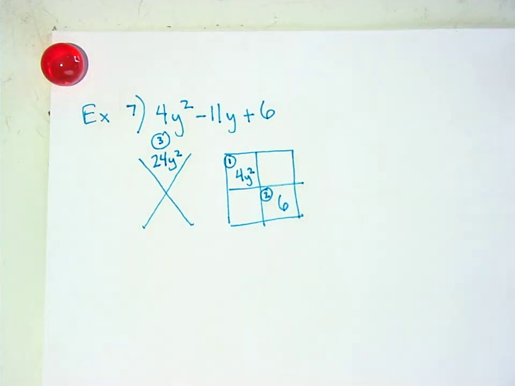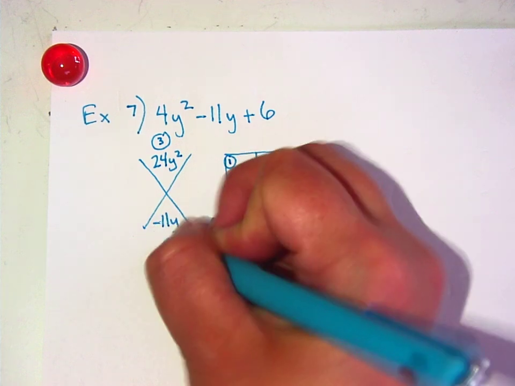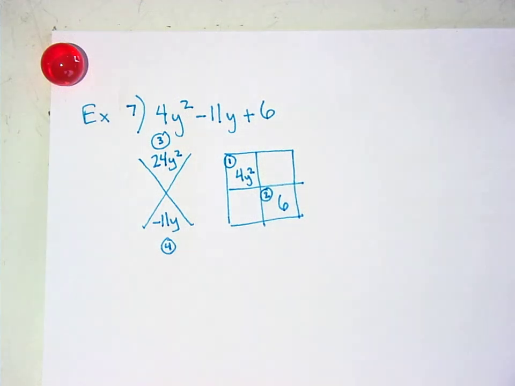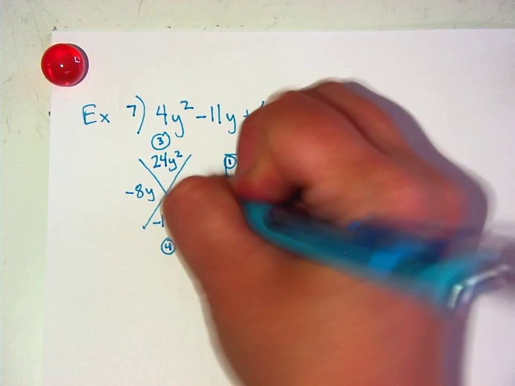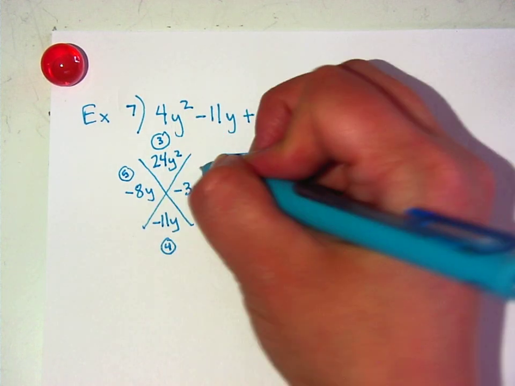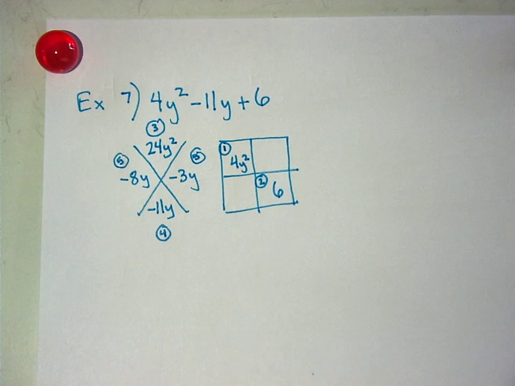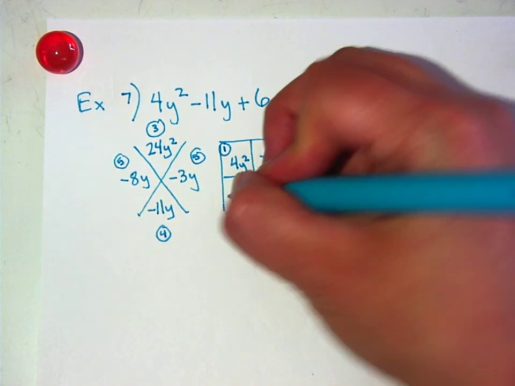What goes on the bottom? Negative 11y, but keep that y in there. Now I'm going to try to find two things that multiply to get positive 24y squared and add to get negative 11y. Negative 8y and negative 3y. This is step 5, is thinking of these guys. Is it helpful that I'm writing steps? Then you put them over here, and it doesn't matter where you put what.